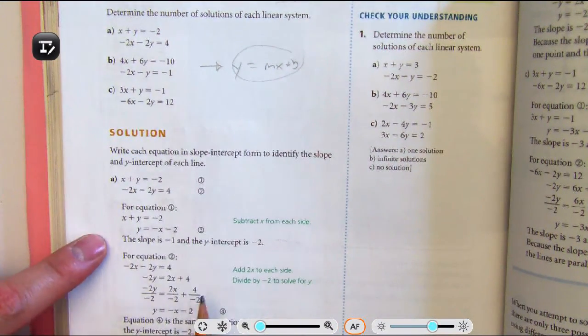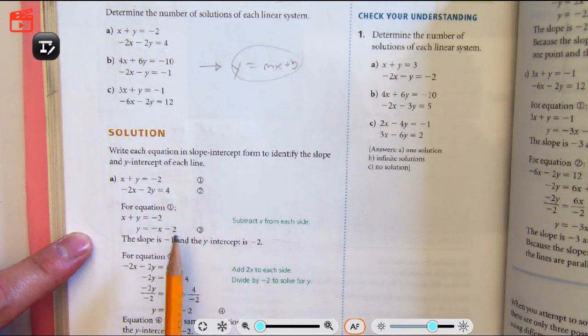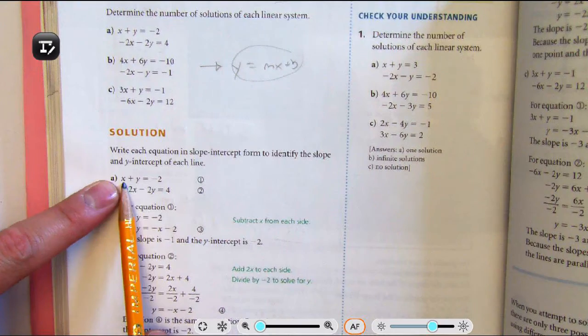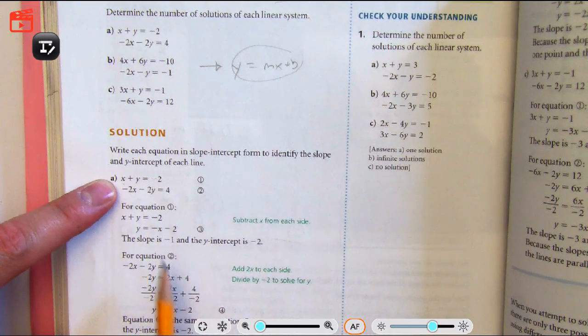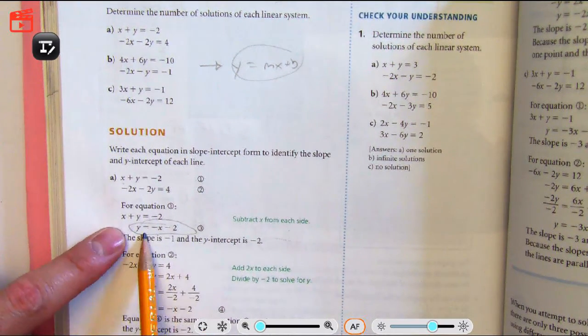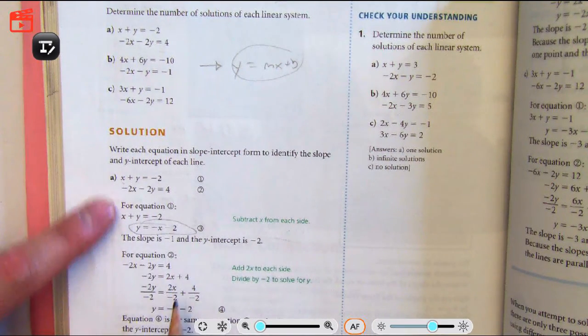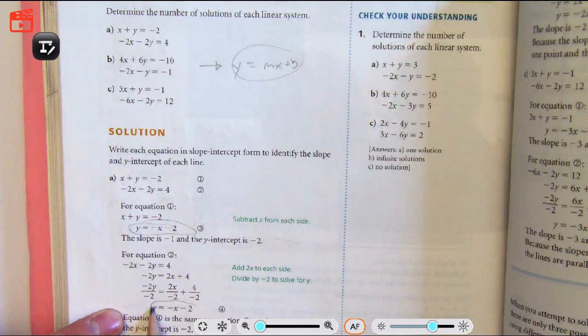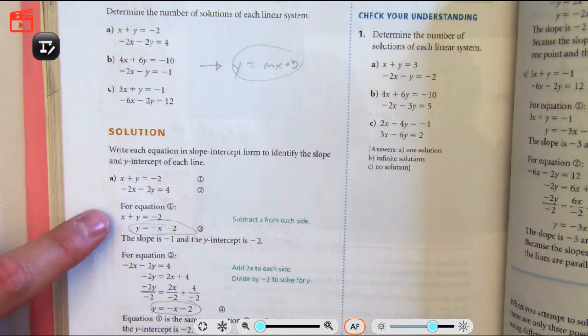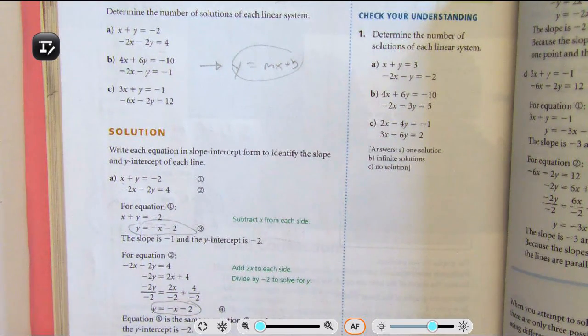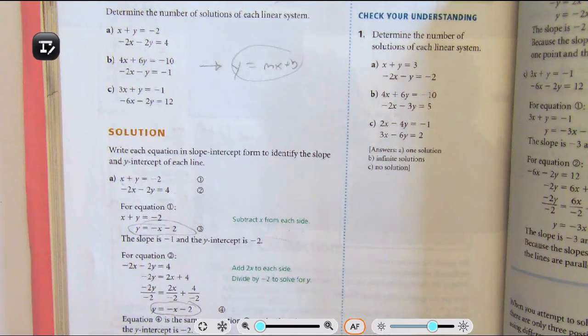For the first one, I'll just try to highlight it. They gave you just random forms. So you would minus the x over here to the other side. That would look like this as your first equation. The bottom equation, they added the 2x over there, and then they have to divide by -2. Long story short, they get y equals negative x minus 2. Guess what? Your top line and your bottom line are the exact same. Therefore, they're coincident, or they have infinite solutions is your answer.